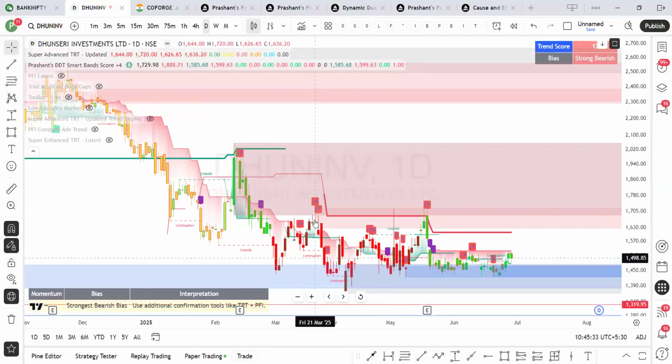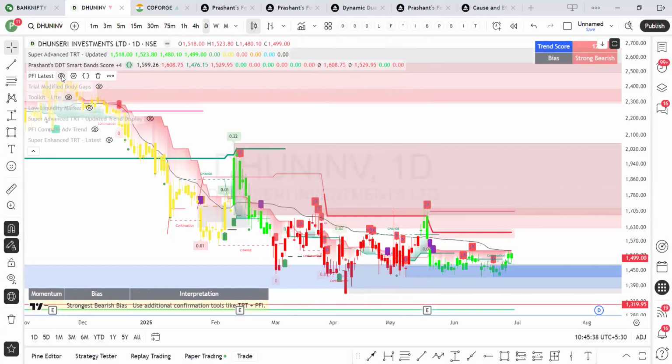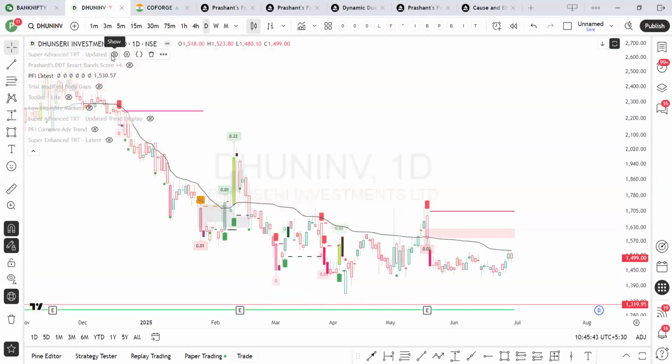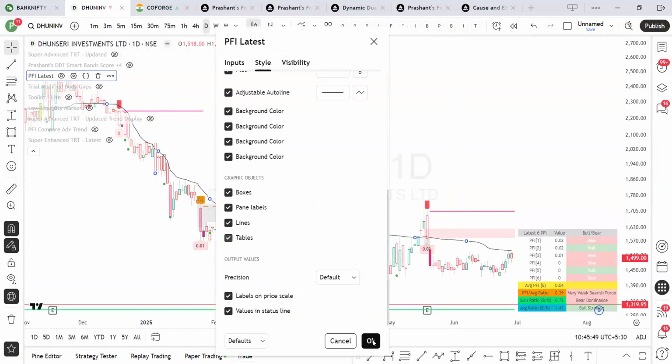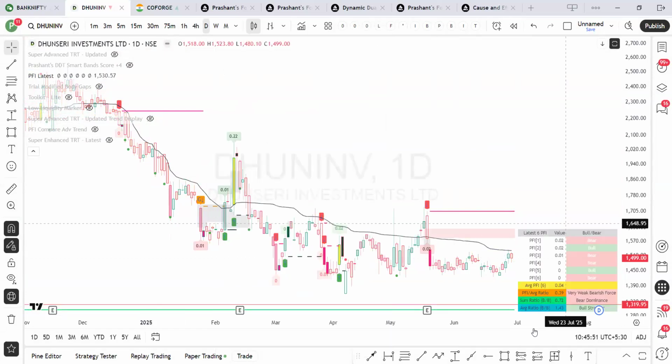So this was the downtrend, change to green. There was very strong downfall. How is PFI? Let us check. PFI, I will have to bring in the box because the labels are not so good. Very weak bearish force, bear dominance, and average ratio shows bulls are stronger.